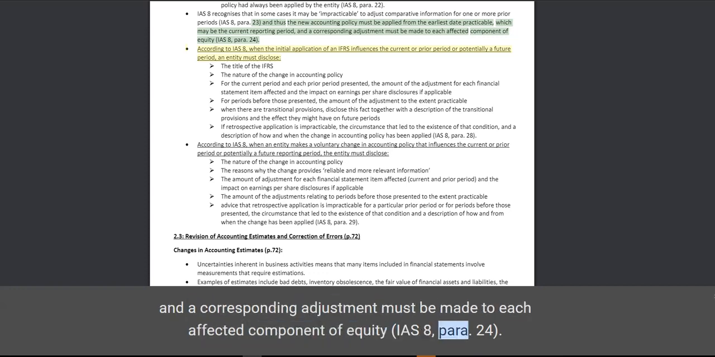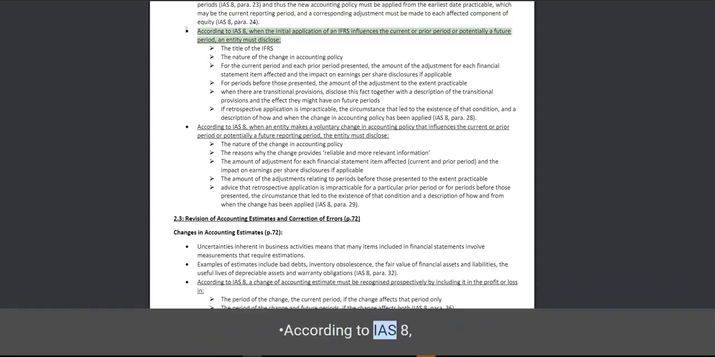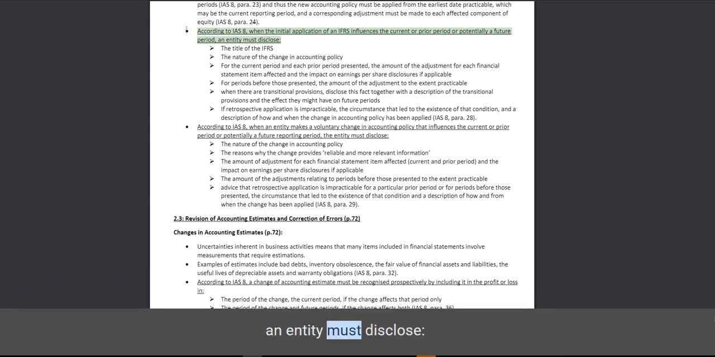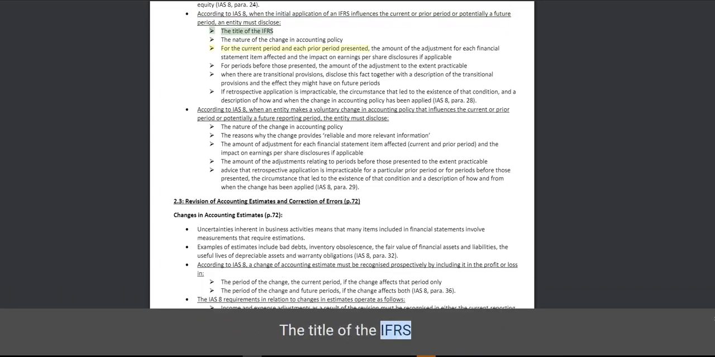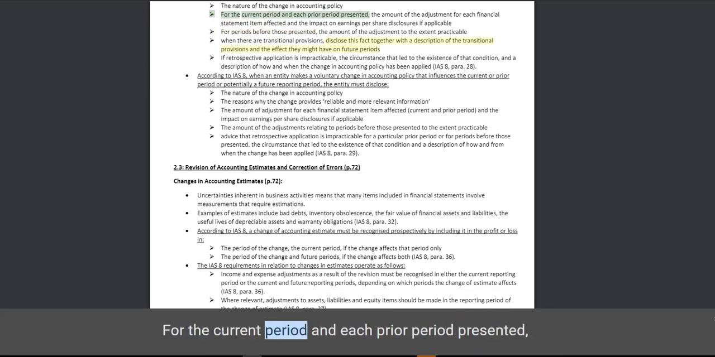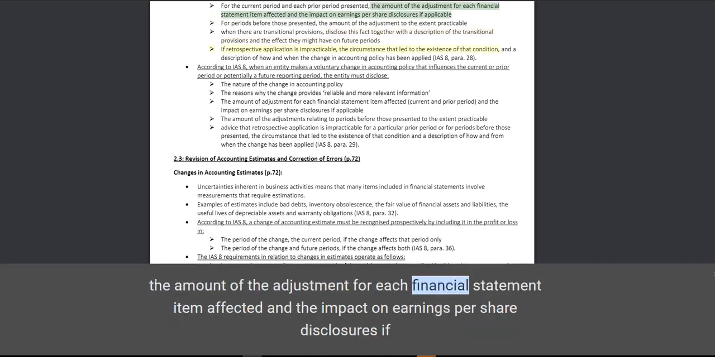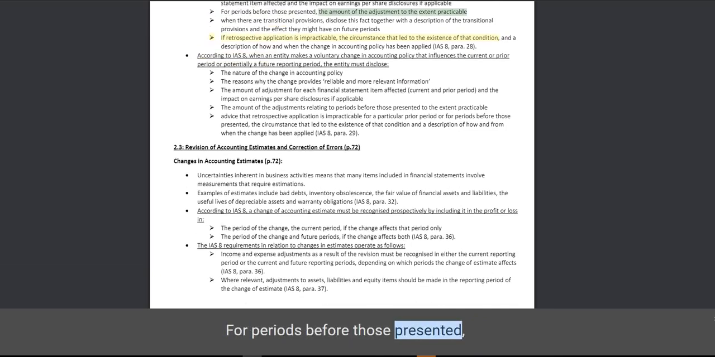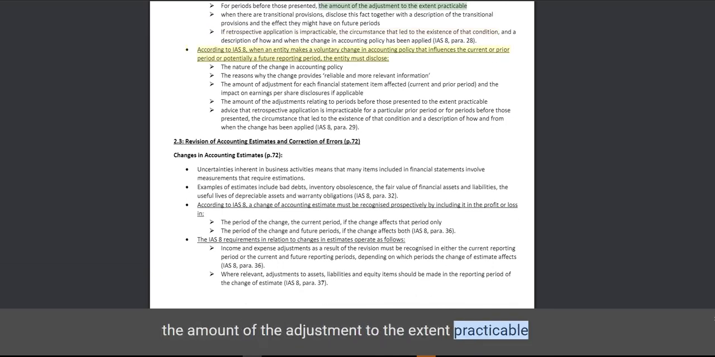IAS 8, para. 24. According to IAS 8, when the initial application of an IFRS influences the current or prior period or potentially a future period, an entity must disclose the title of the IFRS, the nature of the change in accounting policy for the current period and each prior period presented, the amount of the adjustment for each financial statement item affected and the impact on earnings per share disclosures if applicable.